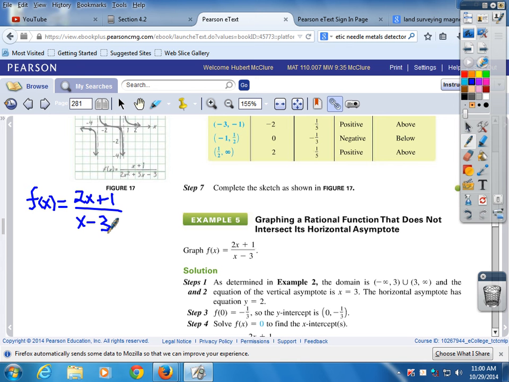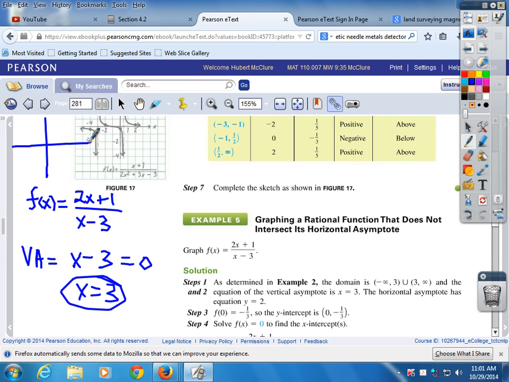So our vertical asymptote is equal to x minus 3 is equal to what? x is equal to 3. So our vertical asymptote is x is equal to 3. So that means we've got a graph and at x equal to 3 there's a vertical asymptote. What do you notice about these two guys? They're the same. So we've got 2x plus 1 over 1x minus 3.